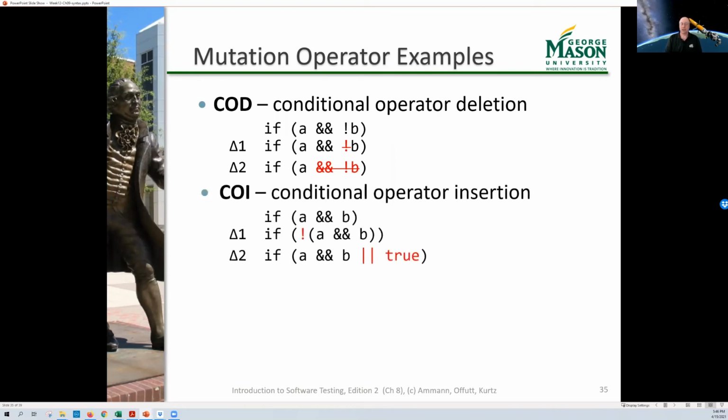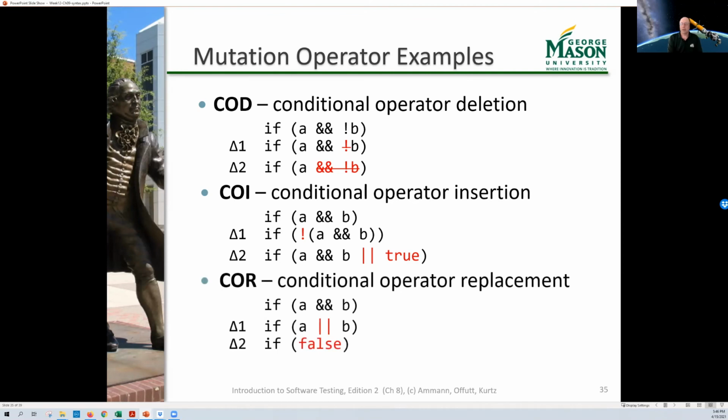Conditional operator insertion. As mutant 1 shows, it's fairly easy to insert a unary conditional operator, right? We can insert a not easily enough. Makes a little less sense to insert binary conditional operators, but we can do that too. So we can insert or true or false, and true and false, XOR true, XOR false. We can do conditional operator replacement. Just take that whole condition.